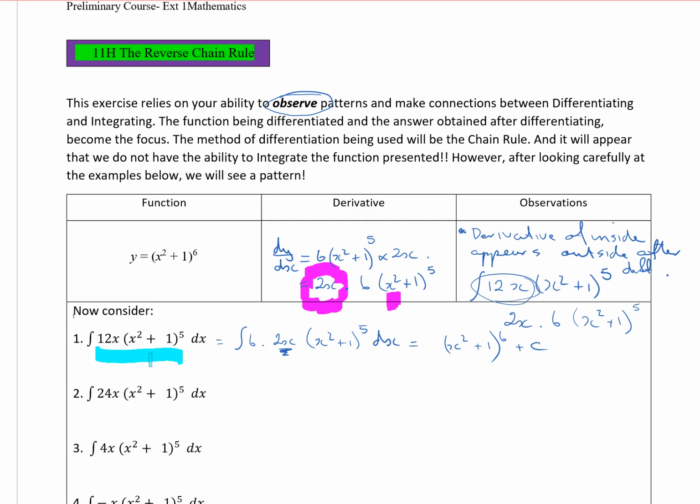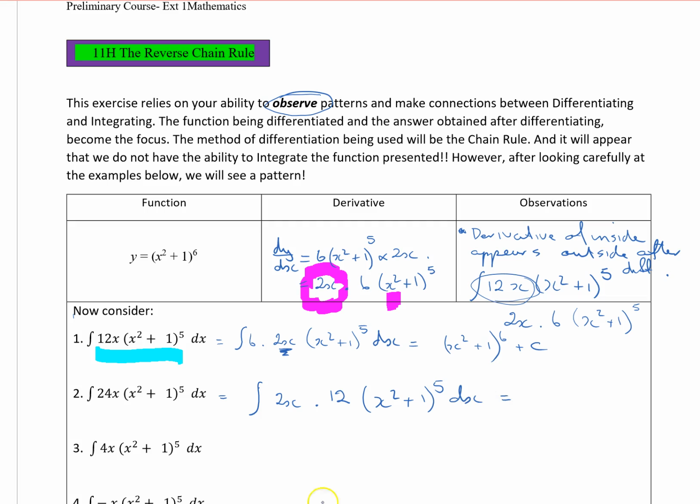It usually does follow part 1 of a question that has asked you to differentiate. Let's have a look at the next one. The integral of 24x, x squared plus 1 to the power 5. Well, considering that inside the bracket is an x squared plus 1, ideally I'd like outside a 2x, which I can make here. So if I took that as the integral 2x, then what I have to have left over is a 12 bracket x squared plus 1 to the 5 dx.